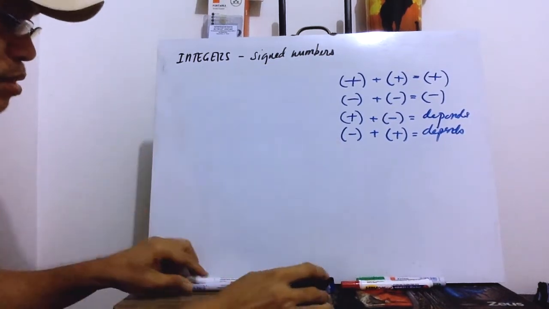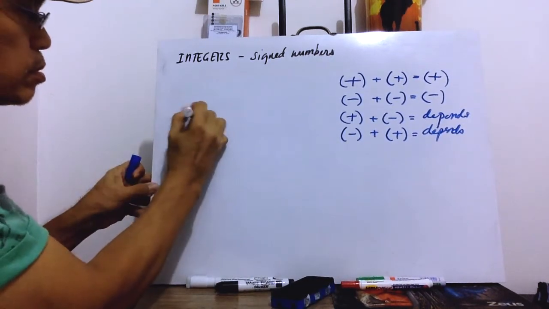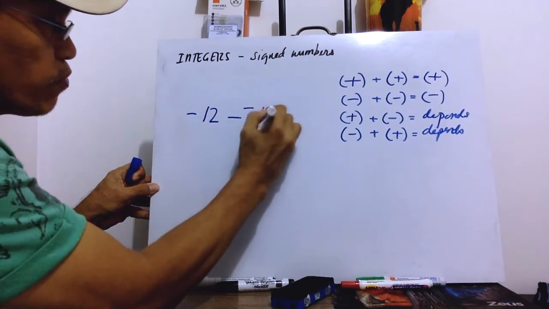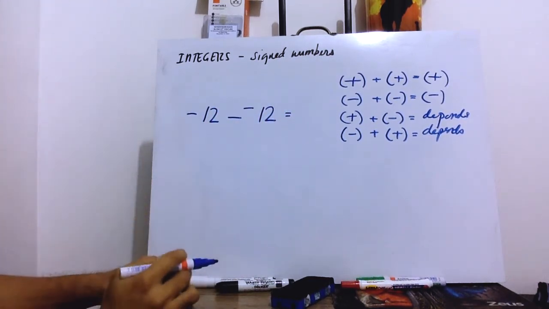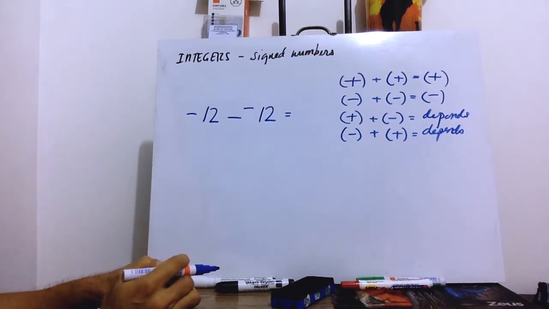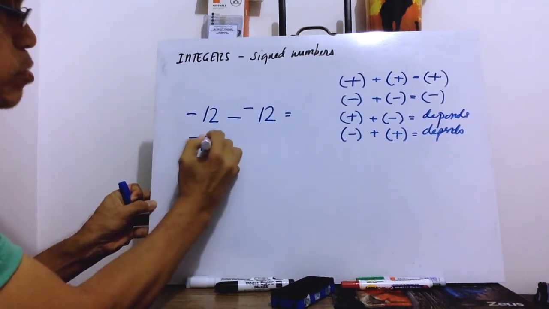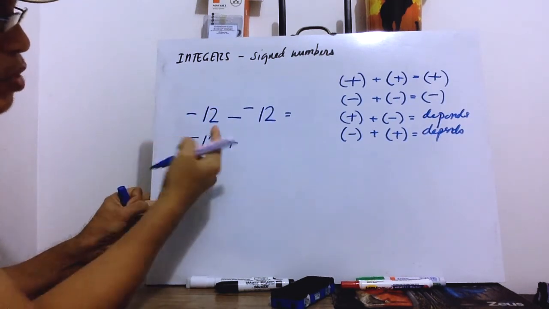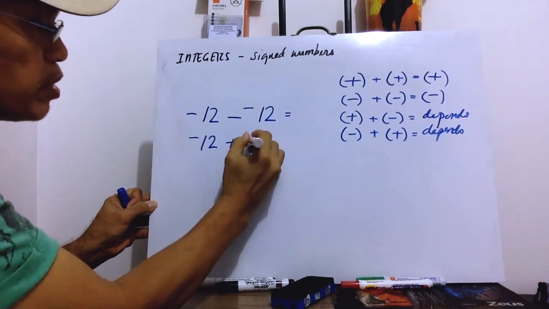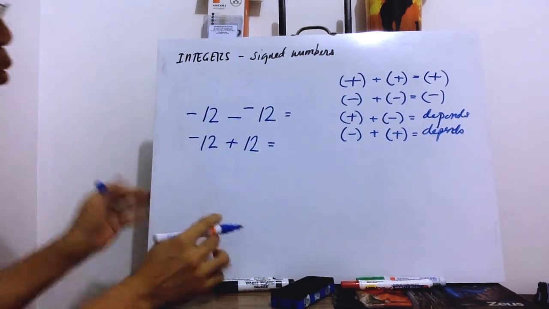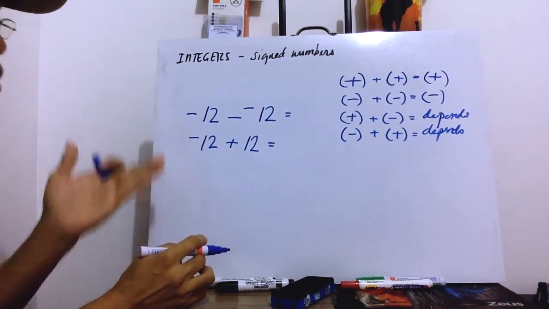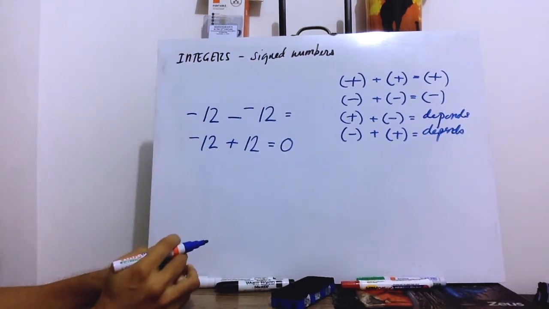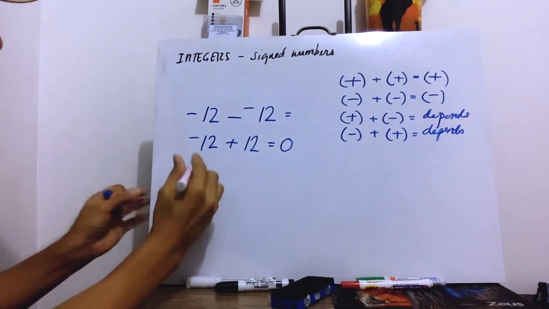How about this? Negative 12 minus negative 12. What do you think is the answer there? Again, we change this to plus, but if you do that, you have to change the sign of the next number. It becomes 12. What is negative 12 plus 12? It's like saying 12 minus 12, and that is 0. How about this?